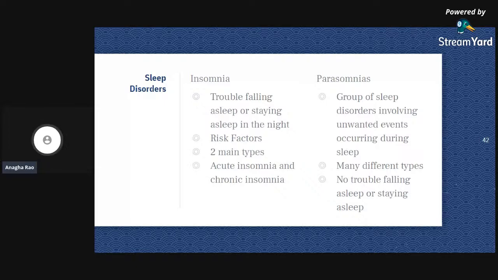Next, we have parasomnias. What's a parasomnia? Parasomnias are a group of sleep disorders that involve unwanted events occurring during sleep. It can make it difficult for us to get good sleep. It's extremely dangerous because we can be unaware of our surroundings. There are many different types of sleep disorders. And when we have parasomnias, we don't have trouble falling asleep or staying asleep. We just have different activities that occur while we're sleeping.